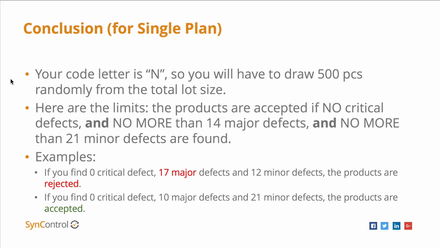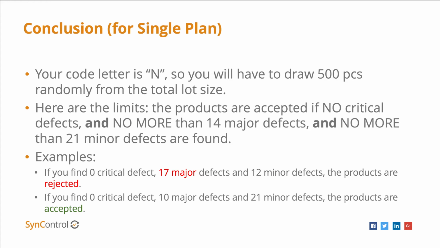To conclude, what does it mean for your sampling plan? Code letter is N, you draw 500 pieces, the limits are 0 critical defect allowed, no more than 14 major, no more than 21 minor. For example, if you find 17 major, it's failed, even though you found no critical defect and you're way below the limit here. This is failed. If you find these numbers, which are just above the limit, it's accepted. That's the way it works.